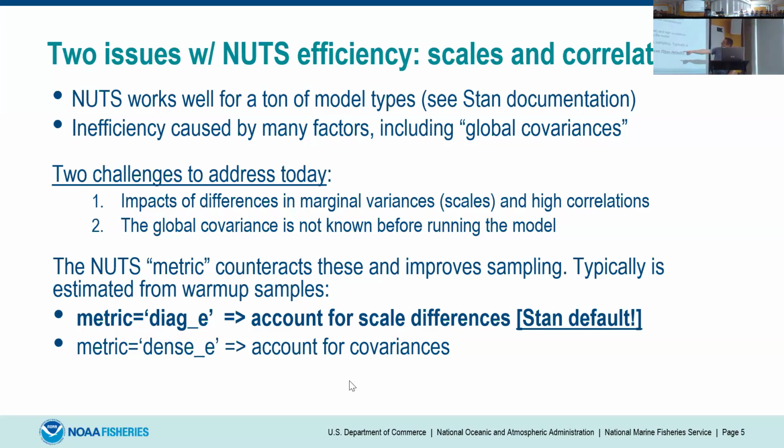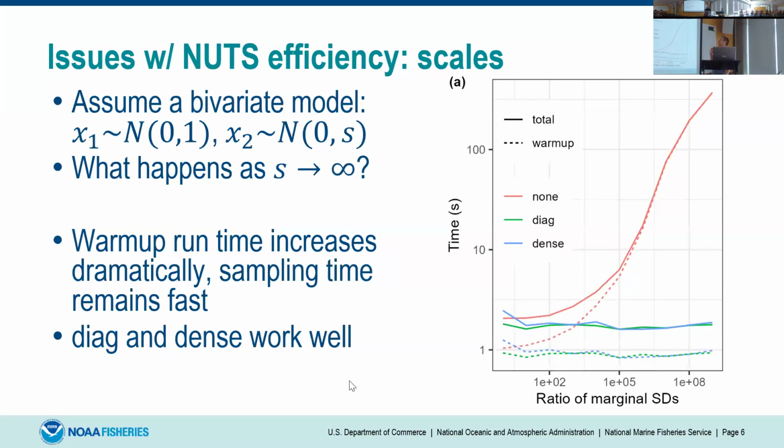You can estimate a dense one, and I'll explain what dense and diag are in a second, and this will account for covariances. But first, let's look at what happens. So this is a blatantly simple model. This is a bivariate normal. They're independent. So x1 is standard normal, variance of 1. The second dimension has a standard deviation of s.